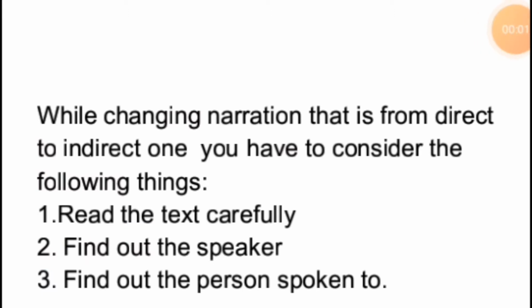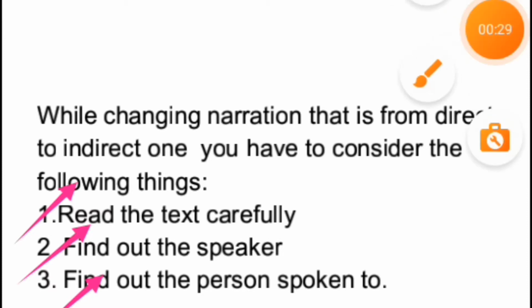Changing narration from direct to indirect, you have to consider the following things. First one, read the text carefully, that is, you have to read the text carefully to understand the content. Second one, find out the speaker, that is, who is speaking. Then find out the person spoken to, that is, to whom the speaker is speaking. You have to find out these also.